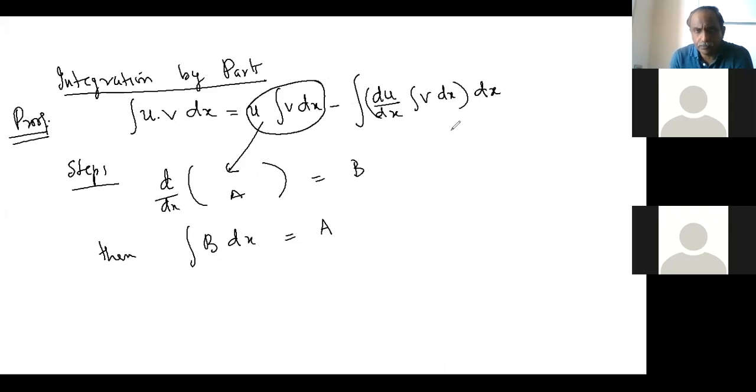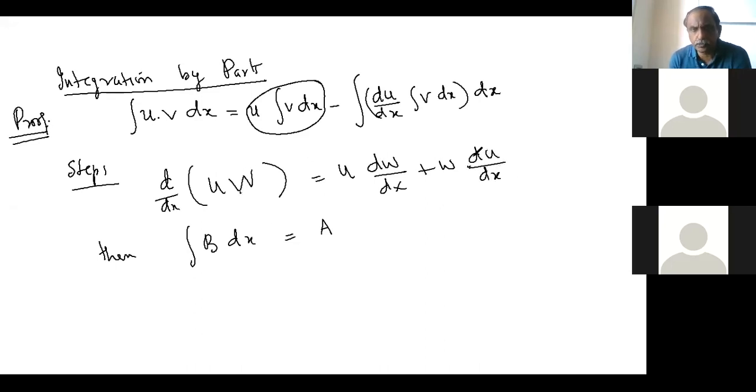But differentiating like this becomes a little difficult. So what you do is integral v dx, you call it as w. And then differentiate uw. We know how to differentiate uw, right? So what will be the derivative of uw? Derivative of uw will be u into derivative of w plus w into derivative of u.